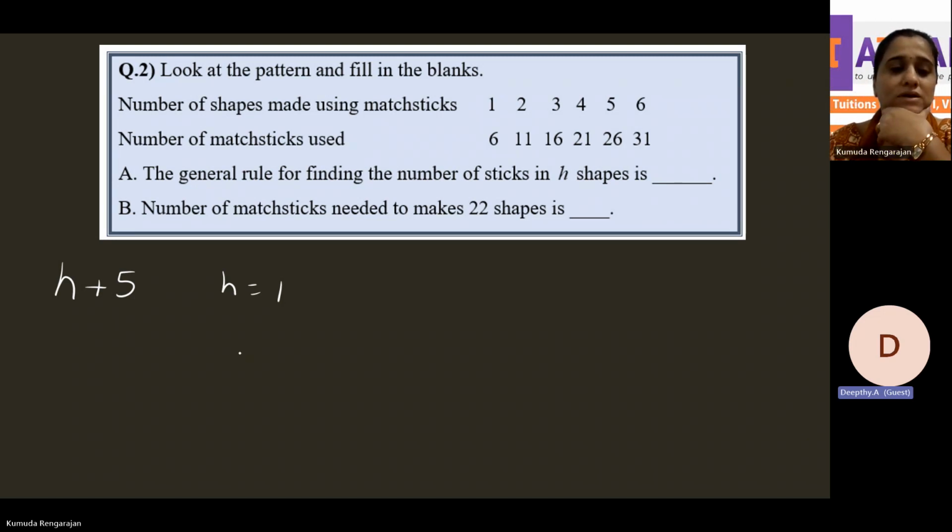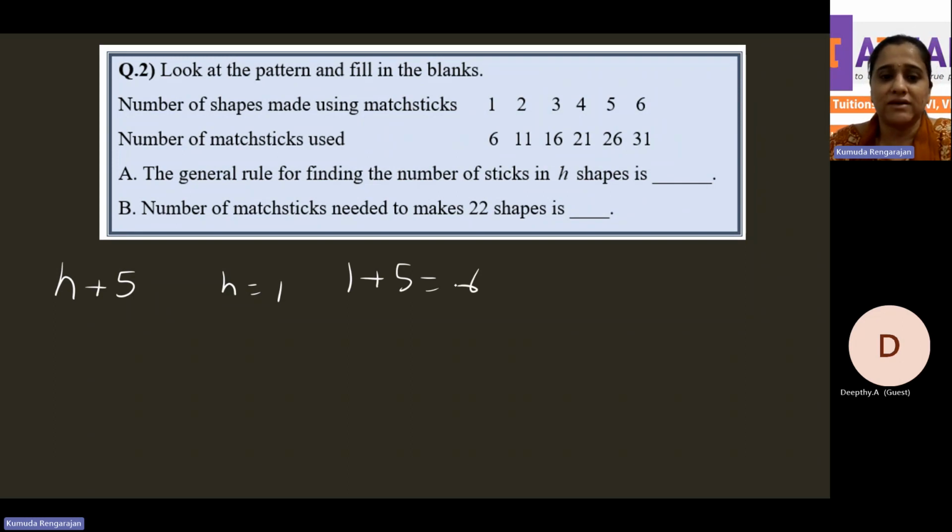Ma'am, it should be H plus 6, no? No, we'll just try to understand if H plus 5 works. So H 1 இருந்தாக்க 1 plus 5, 6. Yes, the first number is happening. Now H 2 ன்னு போடணும். 2 plus 5, 7. No, the next one is 11. So H plus 5 is not the rule.